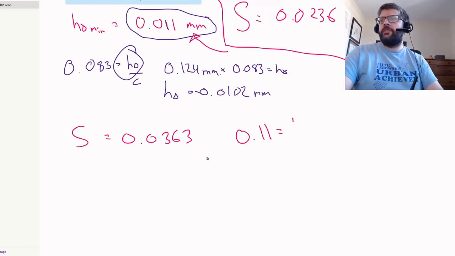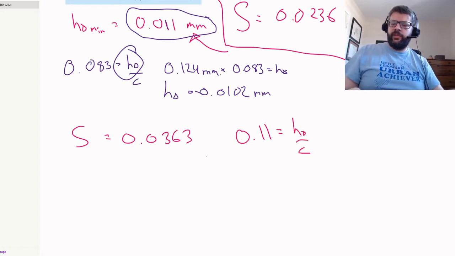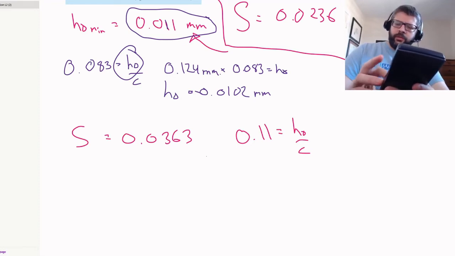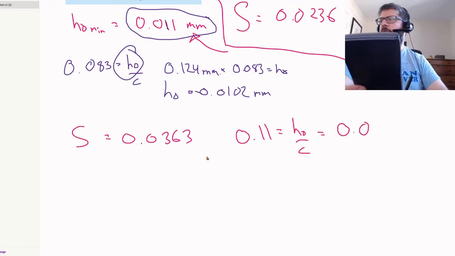0.11 is equal to H naught over C. So solve for H naught by multiplying out the C. The new C was 0.1. So 0.11 times 0.1. Oh, hey. I swear to God I didn't plan this out, but that gives us an H naught of 0.011 millimeters, which is exactly what we're trying to target.